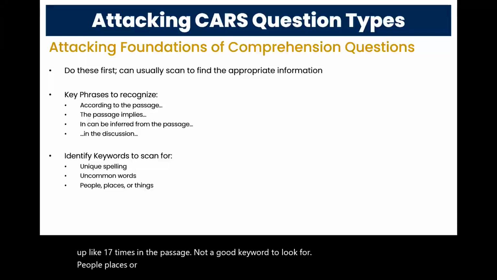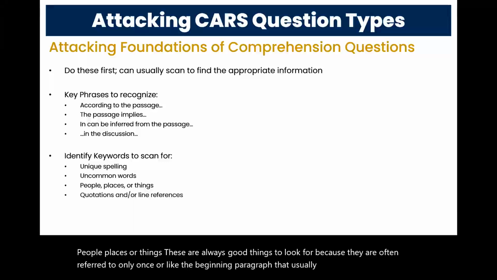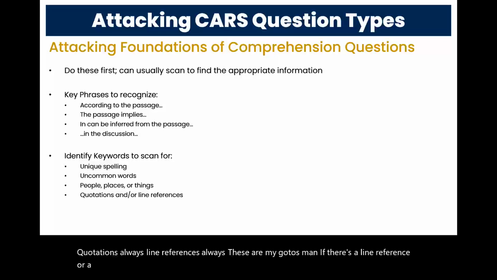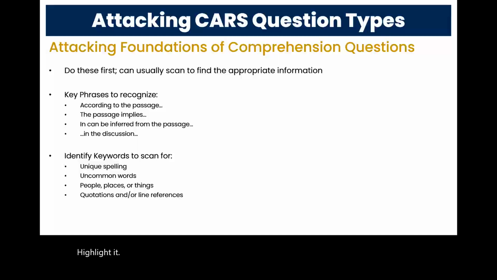These are always good things to look for because they're often referred to only once, or they begin a paragraph. They usually begin things. Quotations, always. Line references, always. These are my go-tos, man. If there's a line reference or a paragraph reference, what should you do at that point? Highlight it, mark it in the passage, and read it.